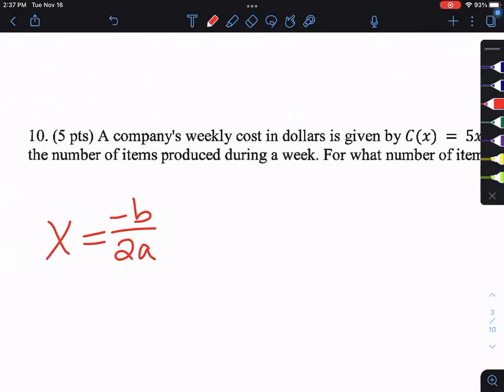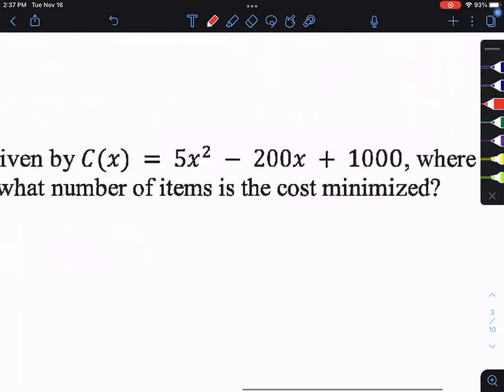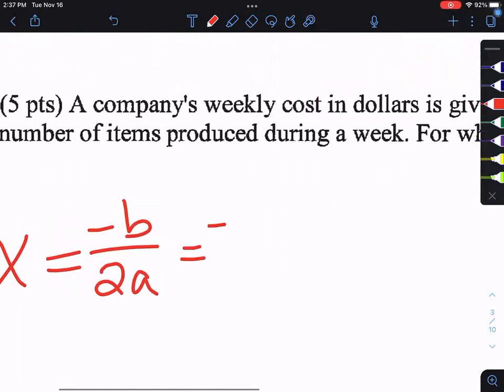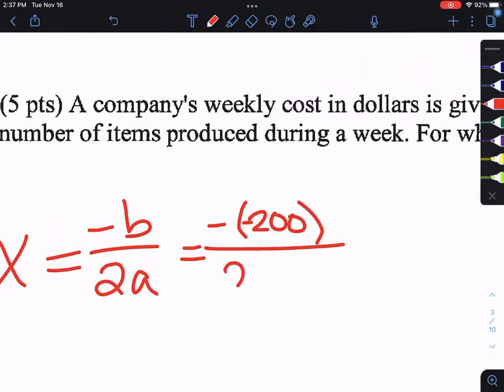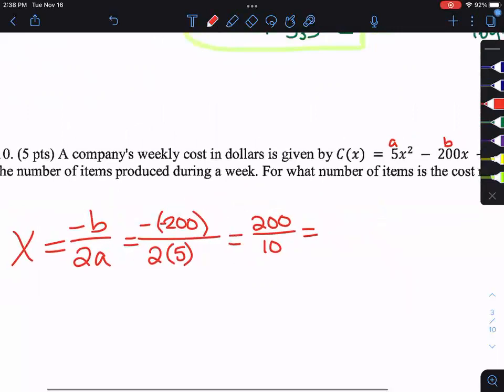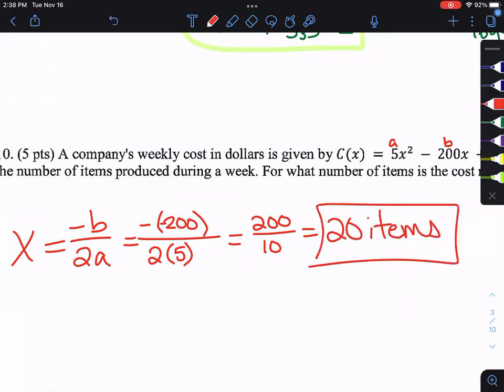This is given to you on your reference sheet in the bottom right-hand corner on the back page, I believe. So here we have a, b, and c. So we're going to take negative b, which means negative negative 200, a double negative there, divided by 2 times a, which is 5, and then we just want to simplify this. So this is going to be positive 200 divided by 10, which is 20 items. And that's your final answer.